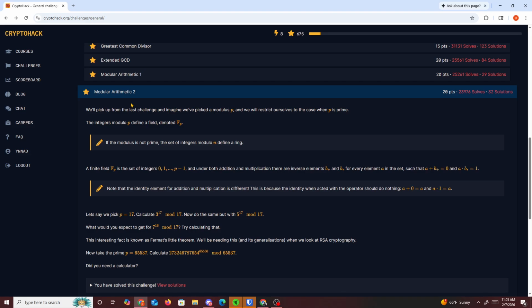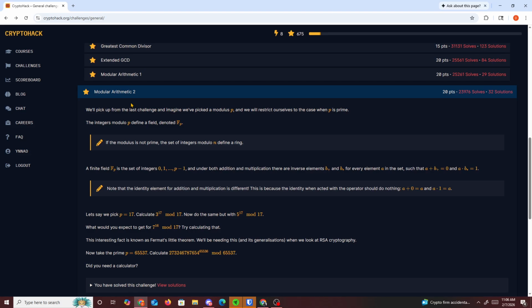Under both addition and multiplication, there are inverses for every element a in the set, such that a plus b equals 0 and a times b equals 1. Note that the identity elements for addition and multiplication are different. This is because the identity, when acted on with the operator, should do nothing: a plus 0 equals a, and a times 1 equals a.